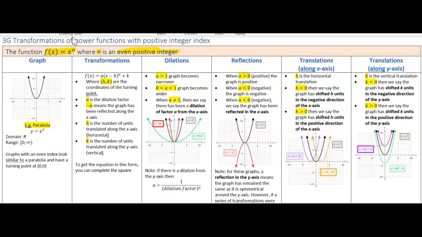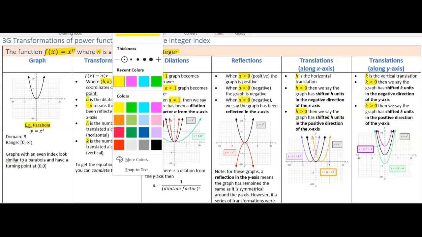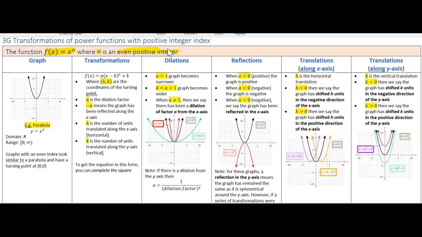So even, pretty straightforward, 2, 4, 6, 8. Positive, a number greater than 0, and an integer, so it's a whole number. The example I've got here is a parabola, and you're probably only going to be looking at parabolas or quartics. I've used the parabola to describe the different transformations, because if you have your rule or your function in this form, then you can read what your transformations are.